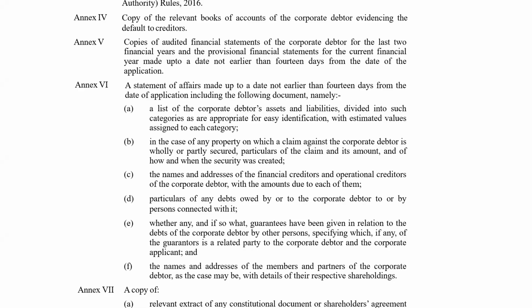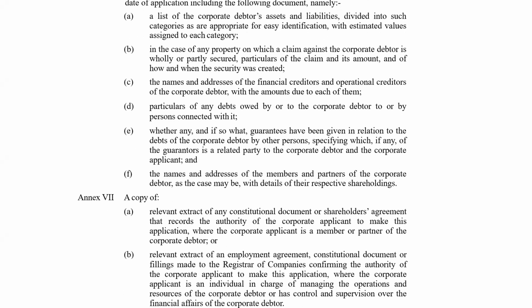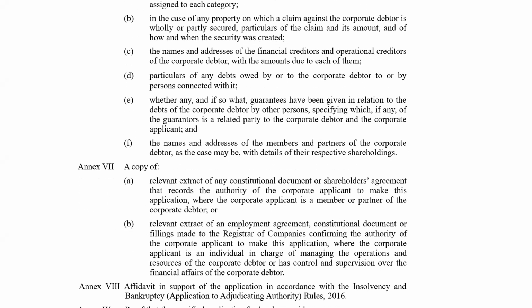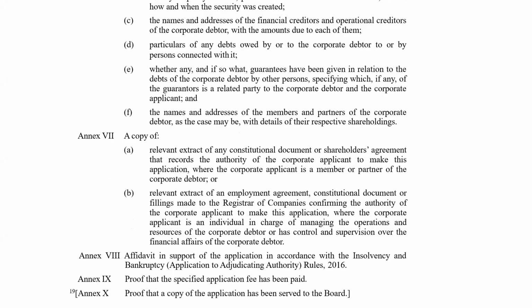Particulars of any debt owed by or to the corporate debtor or to or by persons connected with it. Whether any, and if so, what guarantees have been given in relation to the debts of the corporate debtor by other persons, specifying which, if any, of the guarantors is a related party to the corporate debtor and the corporate applicant. And the names and addresses of the members and partners of the corporate debtor, as the case may be, with details of their respective shareholdings.